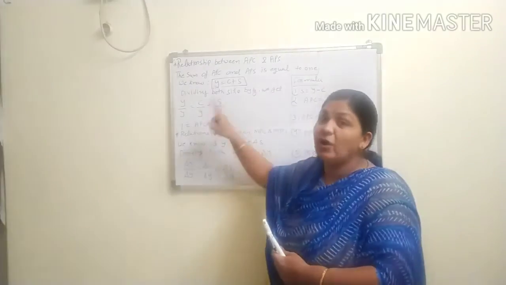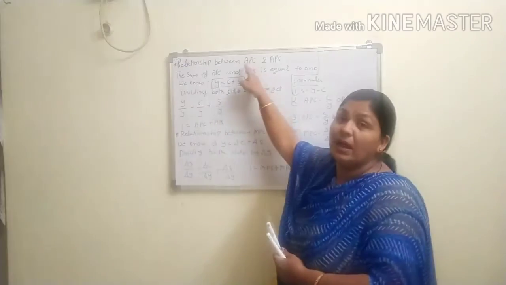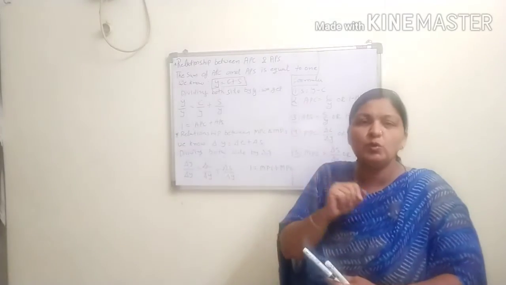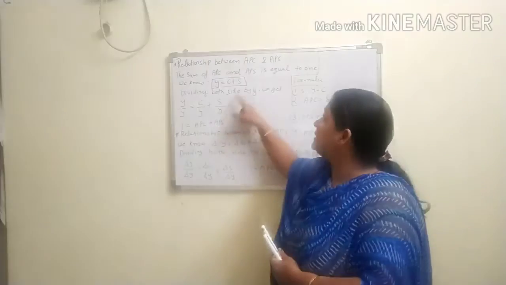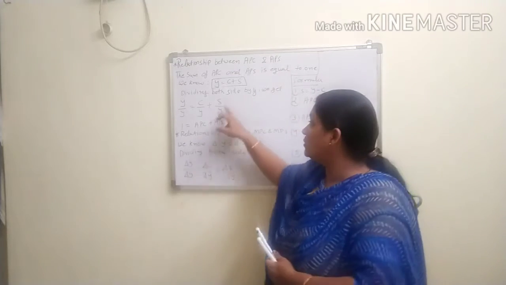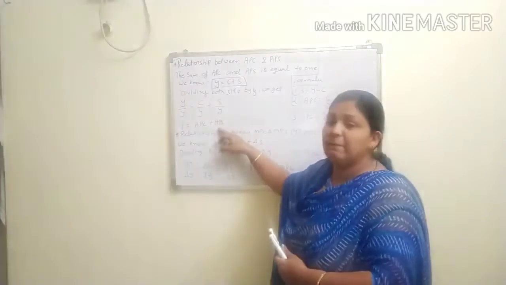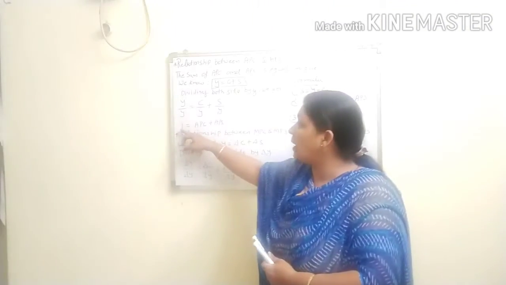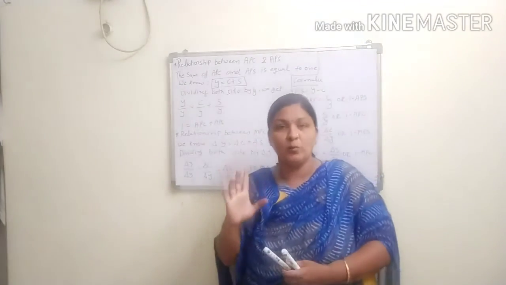Now C upon Y, we already saw that APC equals C upon Y, so this is APC. Now what is S upon Y? APS equals S upon Y. So another name for S upon Y is APS. So what is proven? APC plus APS equals 1 always.